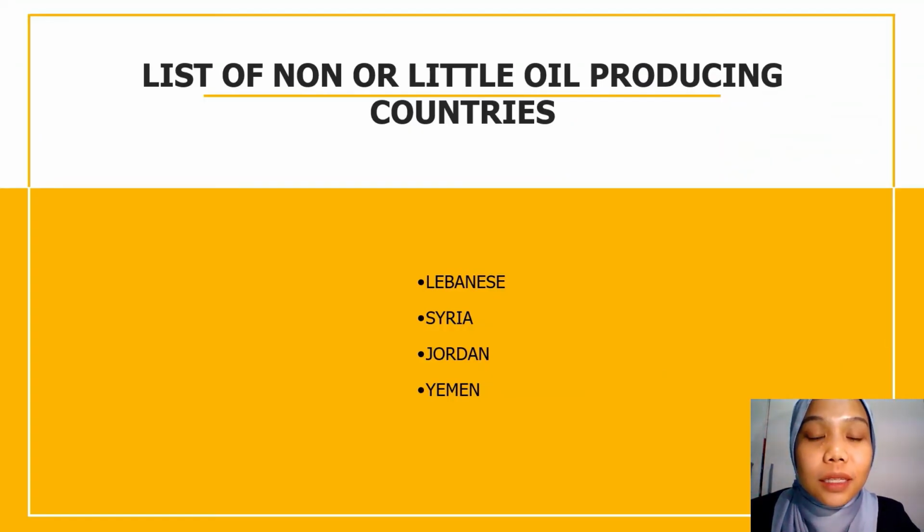Presented here is the list of non- or little-oil-producing countries, referring to Lebanon, Syria, Jordan, and Yemen. Firstly, Syria has small oil deposits in its eastern area that are its major export at present. Failure to find new sources will lead to the end of oil income. Syria also has lands watered by the Euphrates River on which its farmers grow cotton, cereal grains, and fruit.